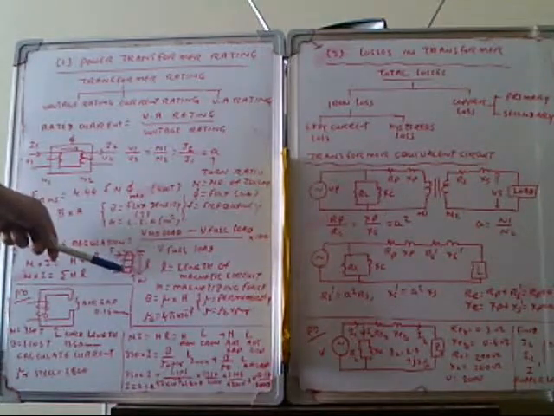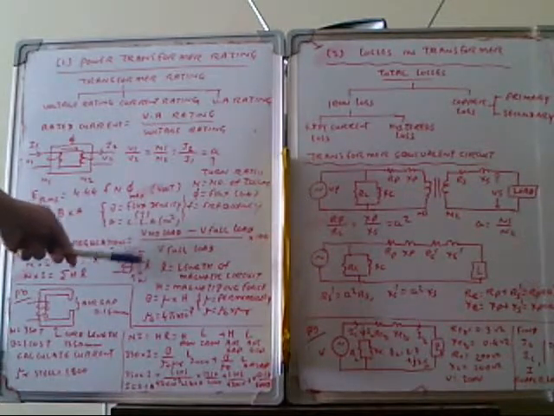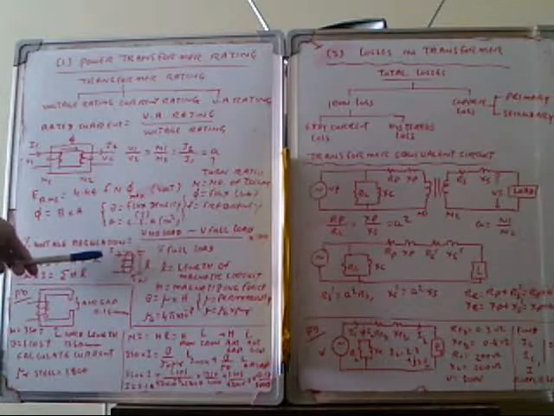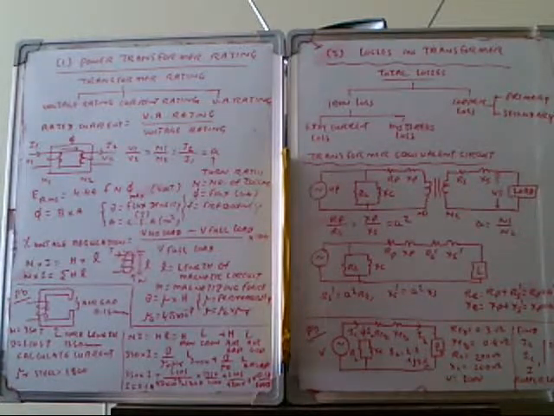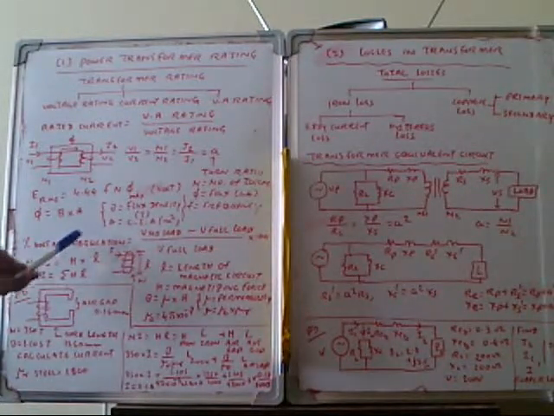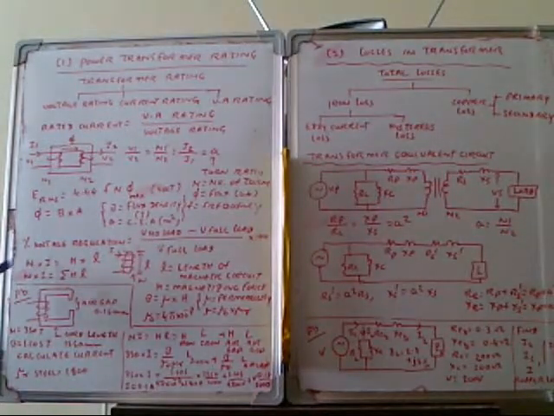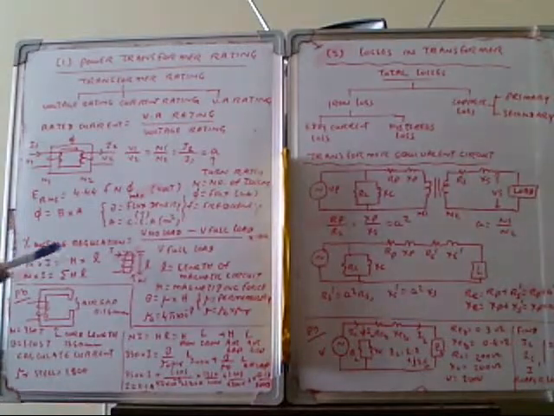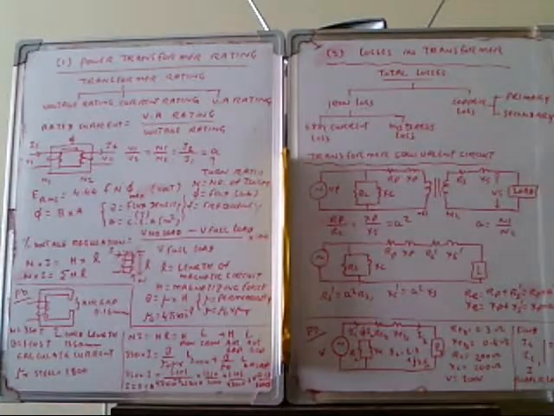So then we connect the transformer to the supply. So this is the transformer here, called the core. The length is l, number of turns is N. The current is I. So N multiplied by I is equal to H multiplied by L. In this case, N is the number of turns, I is the current, H is the magnetizing force, and L is the length of the transformer magnetic path.